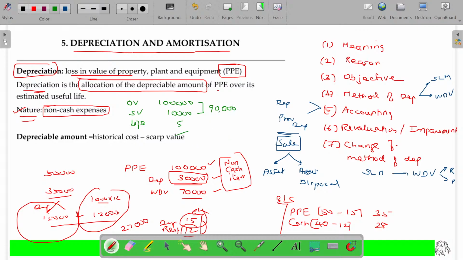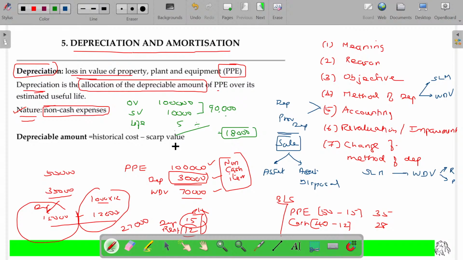It means every year how much you are losing? 90,000 divided by 5. 18,000 rupees you are losing every year. Is that clear? The loss being 18,000 rupees. Okay, if I purchase a bike, for the first year the cost being 18,000, second year cost being 18,000, third year cost being 18,000, all these things are called depreciation year after year.